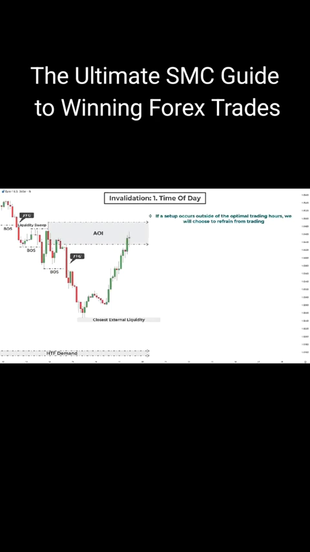Timing is everything in the market, and trading during periods of low liquidity can significantly reduce the success rate of any setup. For the London session, the most optimal time for trading is generally during the first few hours, 8 a.m. to 12 p.m. GMT.